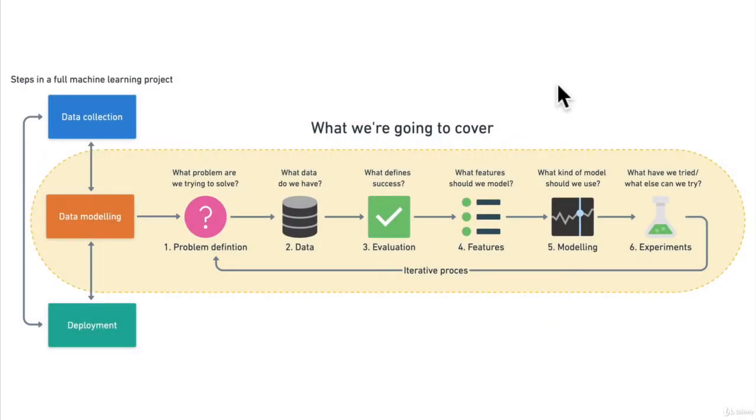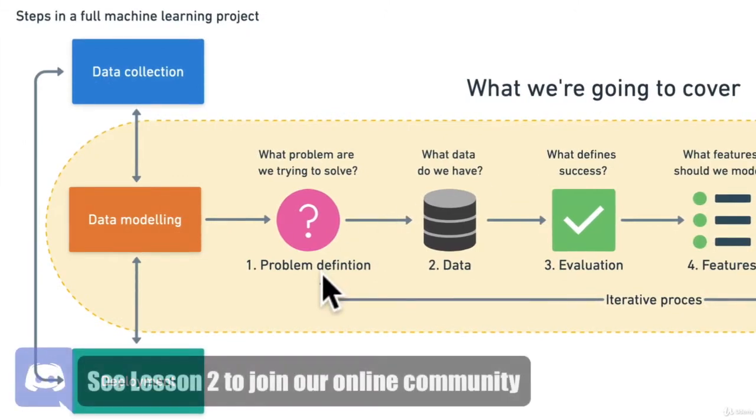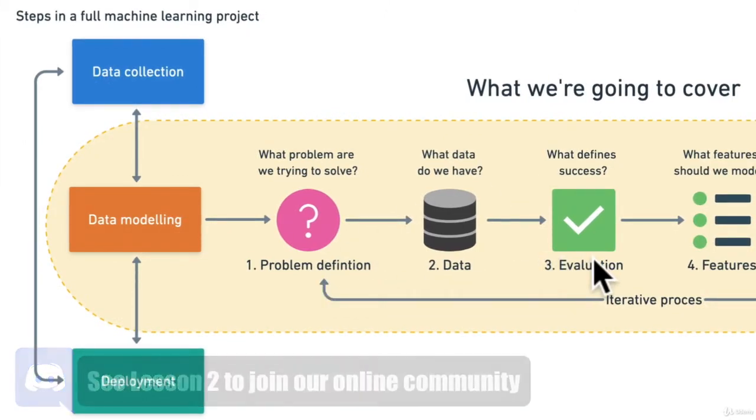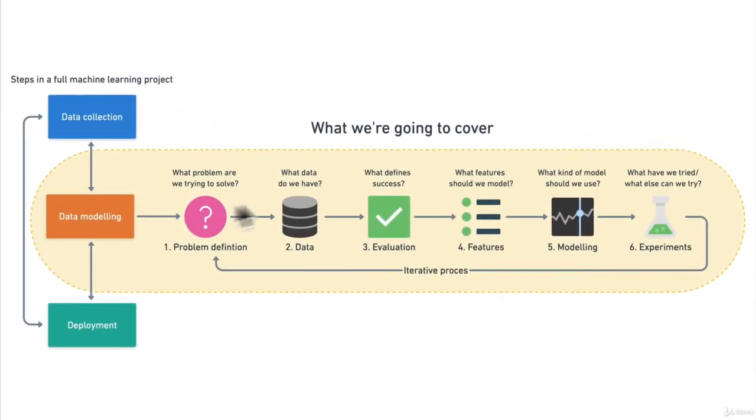Welcome back. We're in a totally new section now, which is very, very exciting. And once again, we'll start off reminding ourselves of the framework we're using for machine learning projects. We begin with problem definition. We look at what data we have. We define an evaluation metric for ourselves. We check out the features. Which one should we model? We figure out what kind of machine learning model we use. And then we run some experiments on seeing if we can improve things or try something else. And once again, all of this is an iterative process.